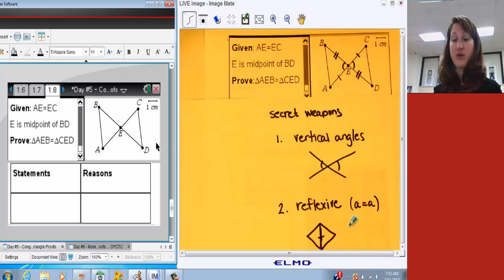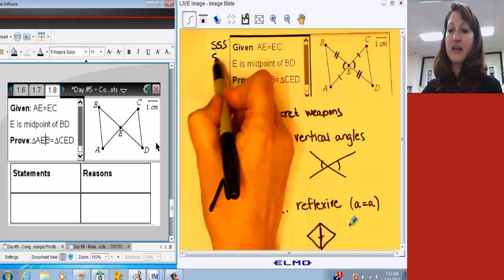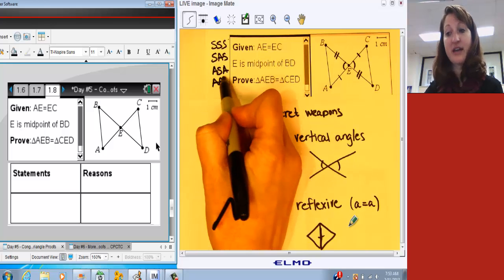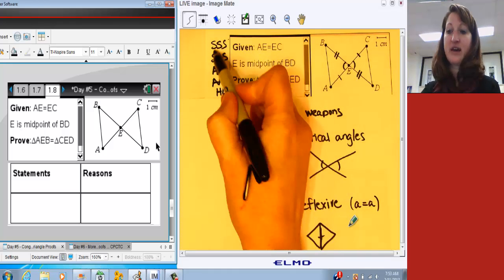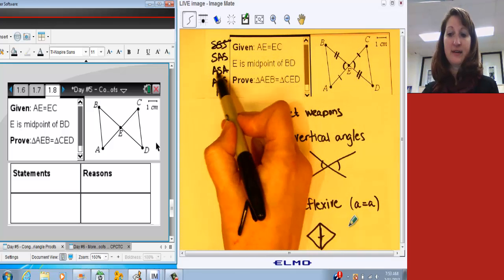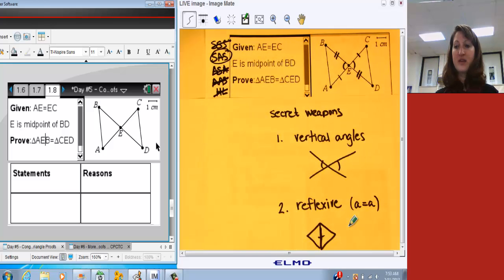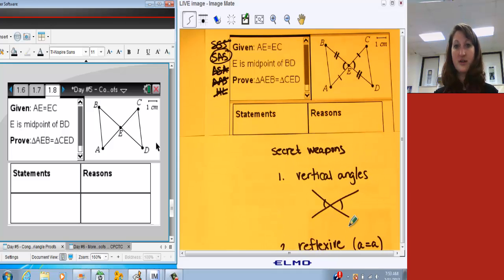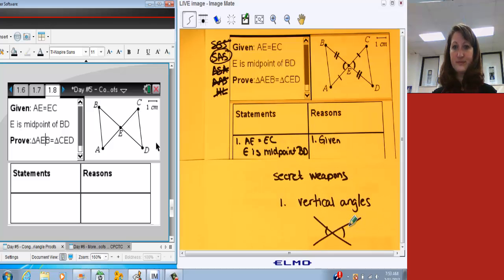Now again, we have to figure out what method we're going to use. So off to the side, we have side, side, side; side, angle, side; angle, side, angle; angle, angle, side; and hypotenuse leg. Alright, so again, we have two pairs of sides and one angle. So it's not that one, could be that one, not that one, or that one. So again, this one will be side, angle, side. So to write up the proof, again, first thing you want to do is put your chart on your paper and then put your givens in your proof.